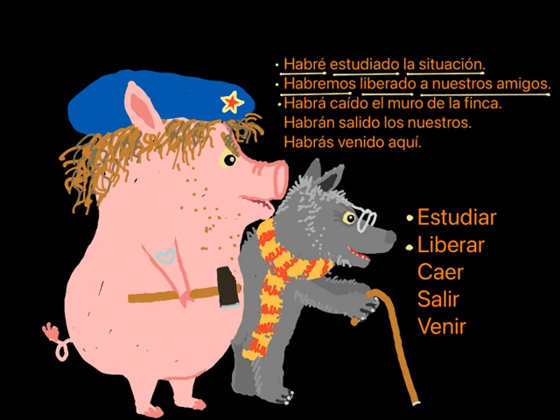The wall of the farm will have fallen because they're going to demolish it and to liberate the little pigs that became big and somewhat evil. Habrá, the future of the auxiliary verb, caído, the past participle of the verb caer, to fall. Note the accent mark, it has to be there. El muro de la finca, the wall of the farm.